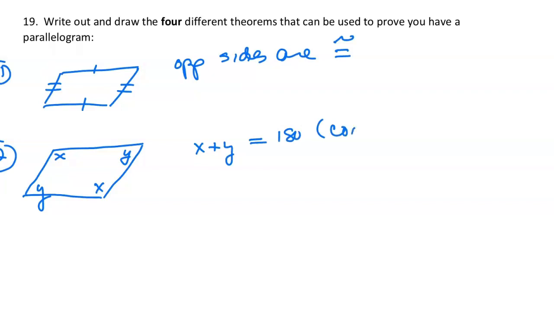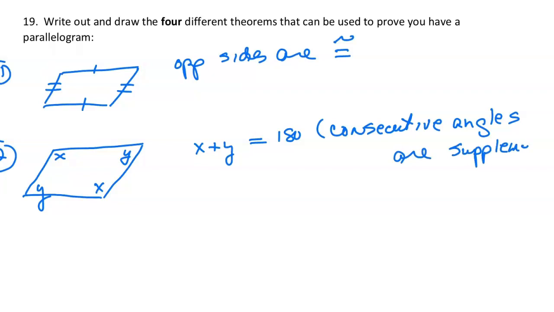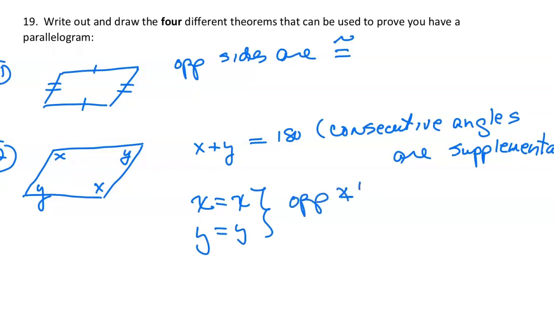And this deals with consecutive angles being supplementary. So consecutive angles are supplementary. Remember, they sum to 180. And what's the other piece of angles? X equals x and y equals y. Clearly that's true. And how come? Because opposite angles are congruent. Okay, that's a second theorem.